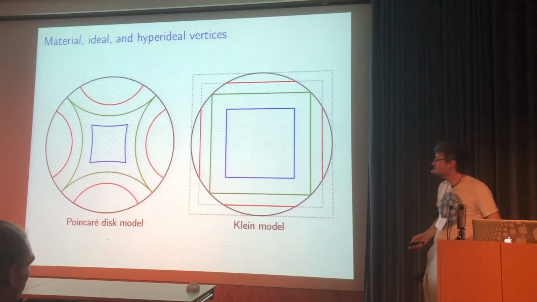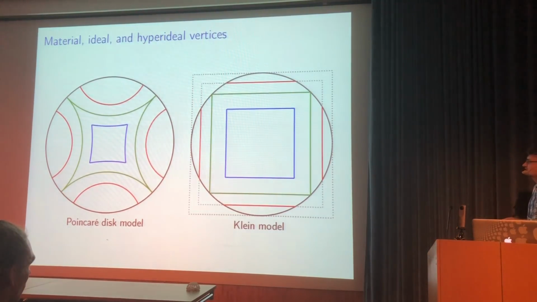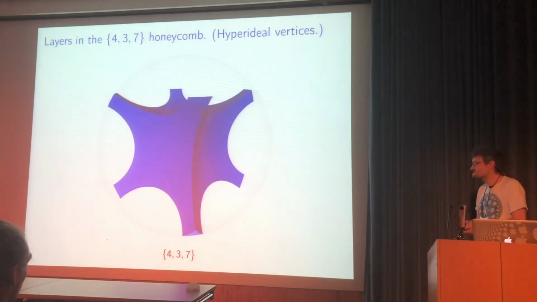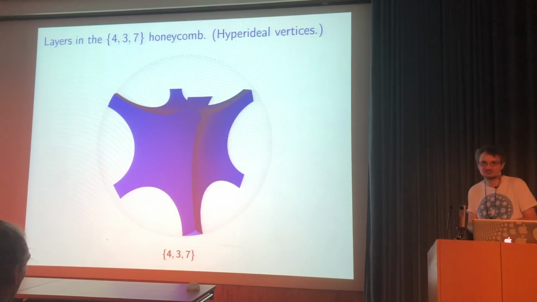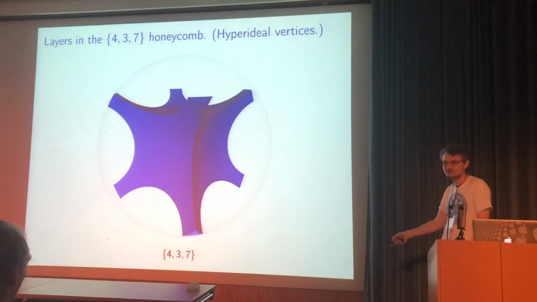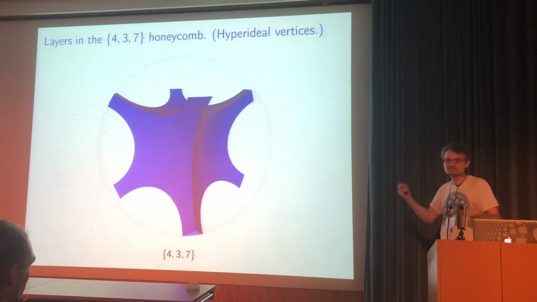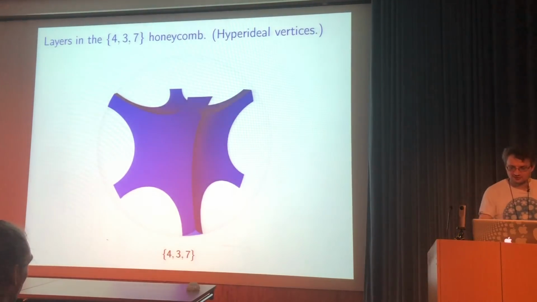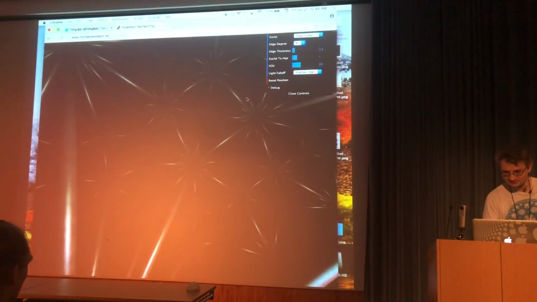There we go. OK, so here is a cube from the 437 tiling. So 4,3 means it's made out of cubes again, but I want 7 around each vertex. And in order to make that work, the vertices actually have to be outside of the hyperbolic space. Let me go over here and show you what it looks like from inside the space as well.